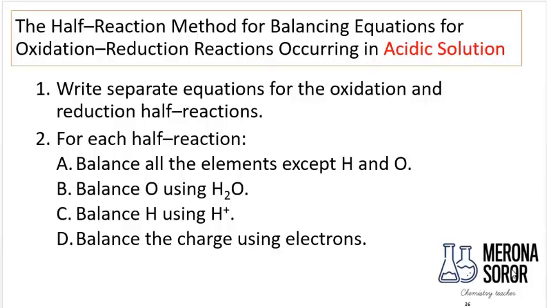Number 1, write separate equations for the oxidation and reduction half reactions. For each half reaction, balance all the elements except hydrogen and oxygen. B, balance O using H2O. C, balance H using hydrogen positive ion. D, balance the charge using electrons.